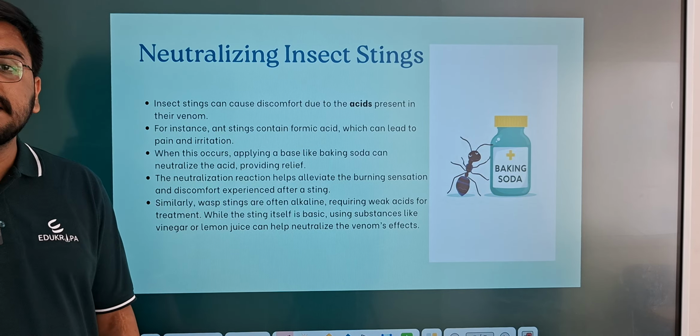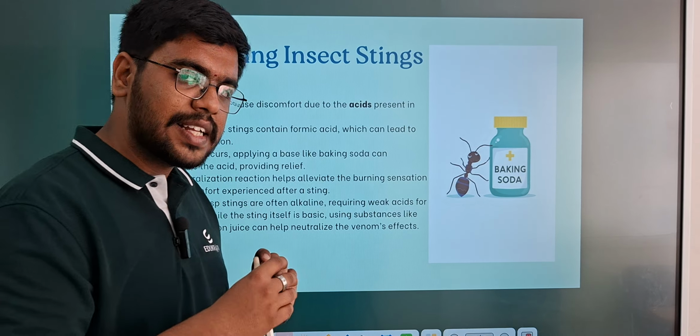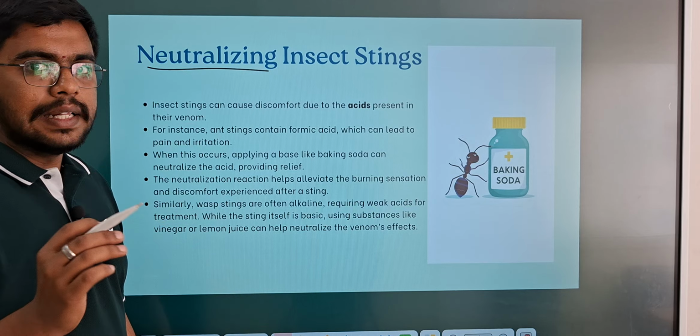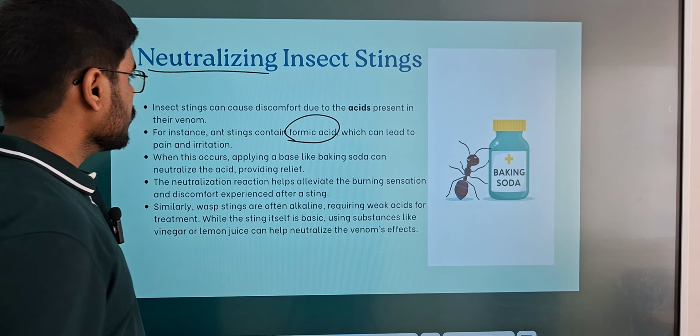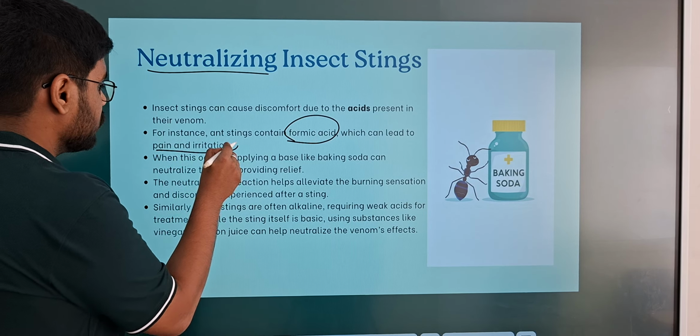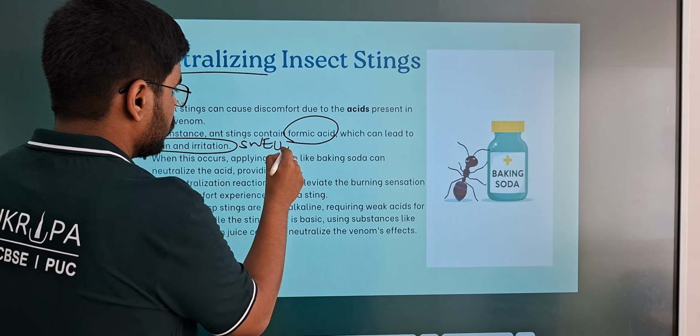Next, when an insect stings you, or if an insect stings anybody for that matter, what should we do? We can apply the logic of neutralization there too. Insect stings usually contain acids such as formic acid, which can lead to irritation and pain and also swelling in some cases. If we apply some basic substances to that place of sting, it will reduce that sting, in turn relieving the pain.